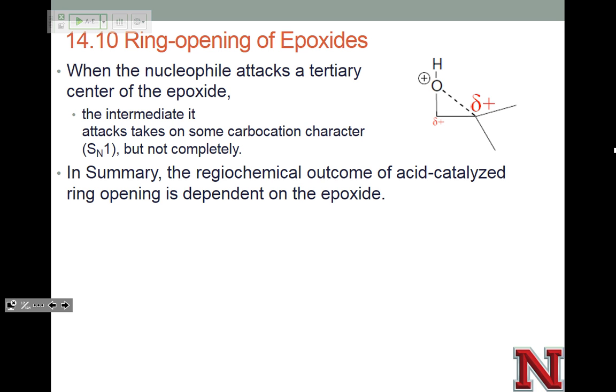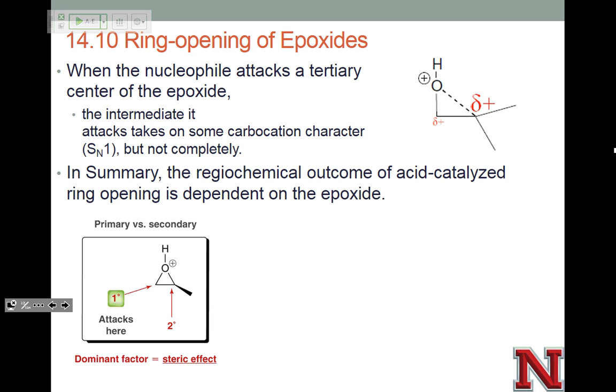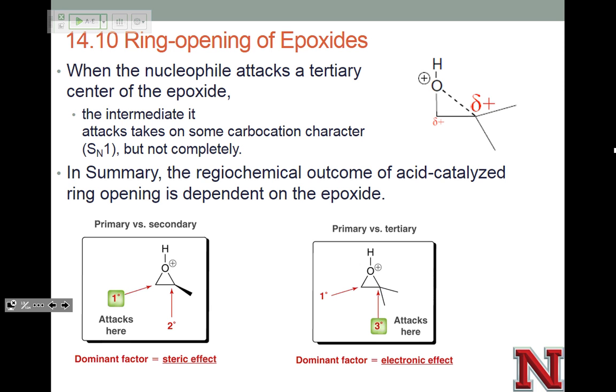So in summary, the regiochemistry outcome is dependent on what the epoxide looks like. If we have no tertiary carbon, then the attack's going to happen in the least substituted position because the electronics aren't stabilizing that much better, since it's secondary versus primary. But as soon as we have a tertiary present, that's going to stabilize the positive charge better, and then electronics is going to win over sterics.